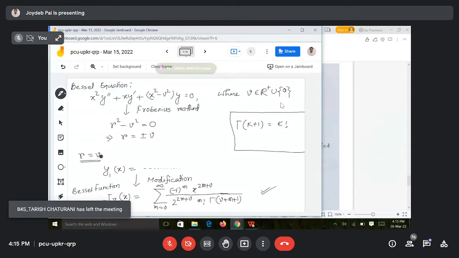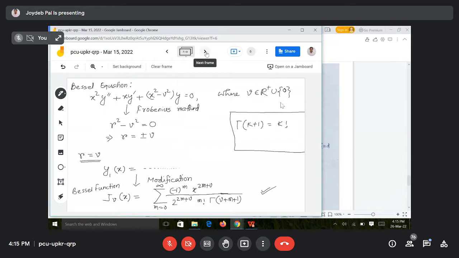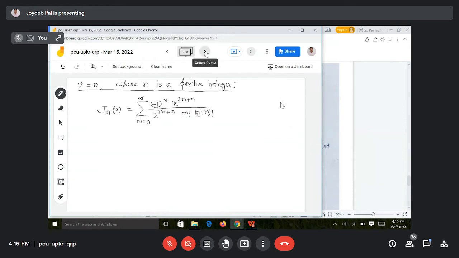So there should be a second solution also, for this ODE, for r is equal to minus nu, right? So I'm not discussing this. I will tell you about the second solution, means about the other solution, later. That is another kind of result also, I will tell you.